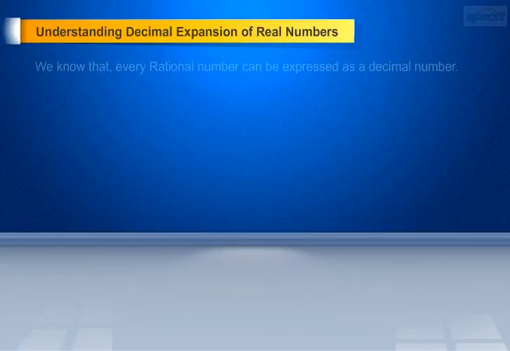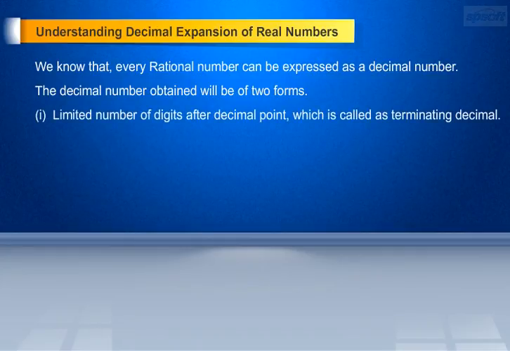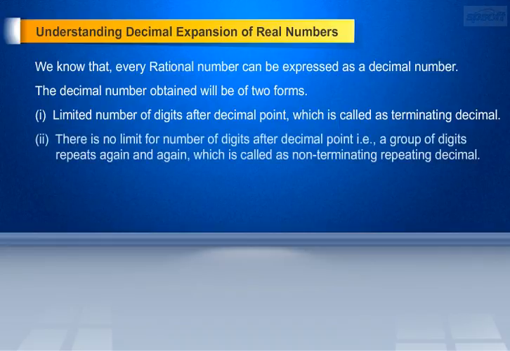We know that every rational number can be expressed as a decimal number. For example, 1 by 2 can be expressed as 0.5. The decimal number obtained will be of two forms. Limited number of digits after the decimal point, which is called a terminating decimal. Or there is no limit for the number of digits after the decimal point, that is, a group of digits repeats again and again, which is called a non-terminating repeating decimal.